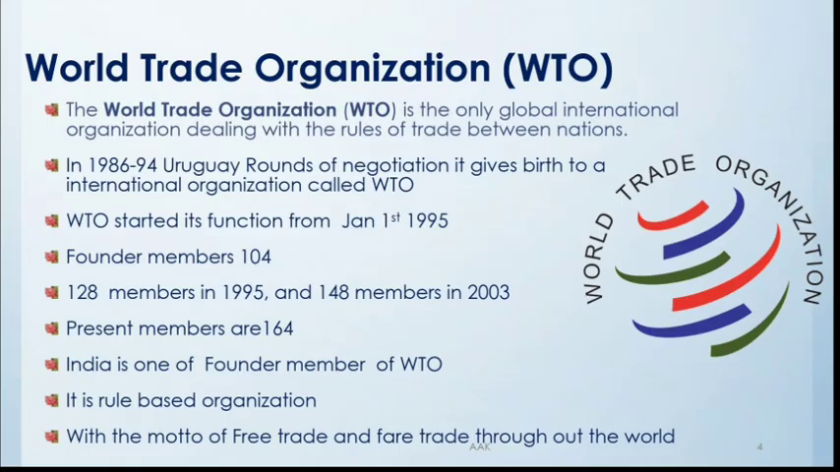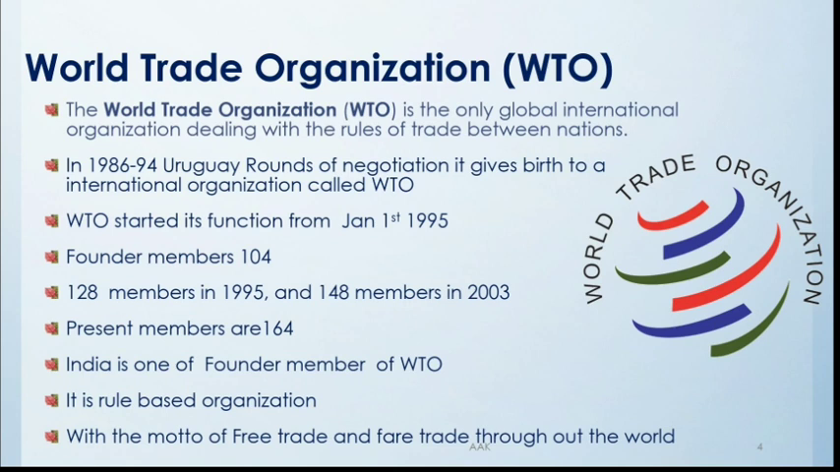In 1986, at the time of the Uruguay Round of negotiations, all members of GATT and other countries were demanding one organization to control all aspects of international trade. After a long discussion, WTO started functioning from January 1st, 1995 with 104 founder members. Please remember, India is also a founder member of WTO and also of GATT.